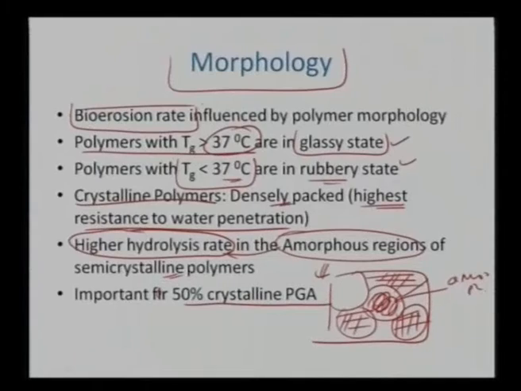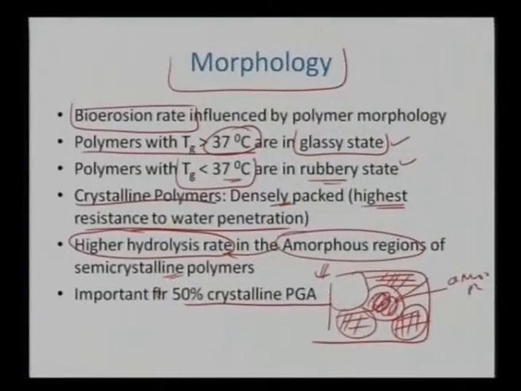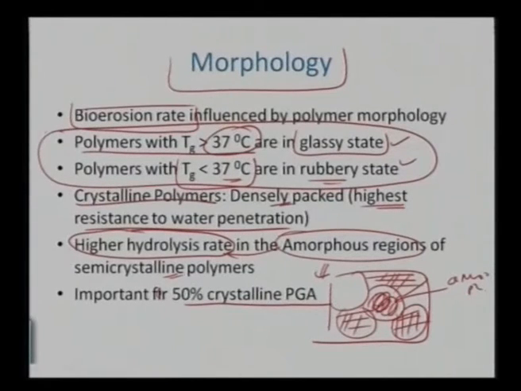So those polymers which are semi-crystalline, such as 50% crystalline PGA, will experience some degradation mostly in the amorphous regime, and that will tend to crumble the overall structural integrity of the PGA itself. So that is what is very critical. And again, polymers have different glass transition temperatures, so depending on that the material can either remain glassy or become rubbery. Glassy materials will have high resistance to water penetration, whereas rubbery materials tend to degrade much faster.